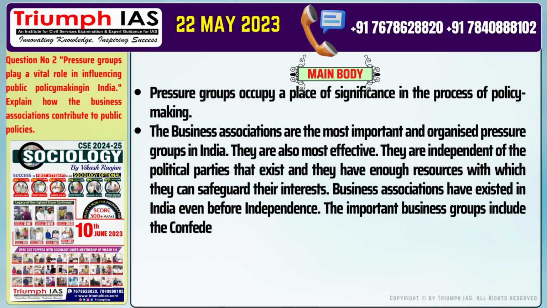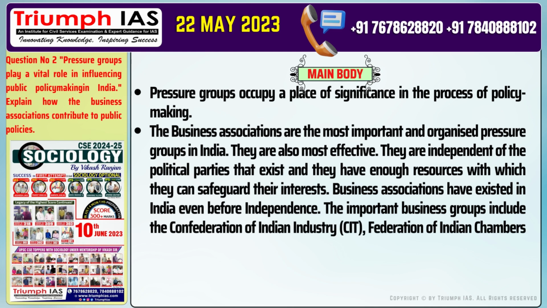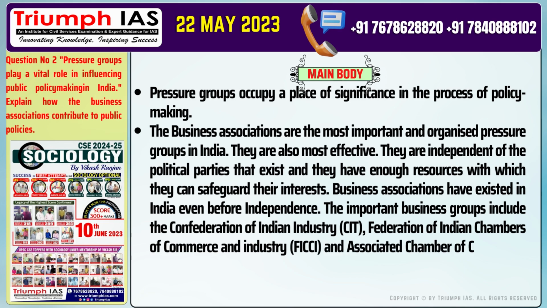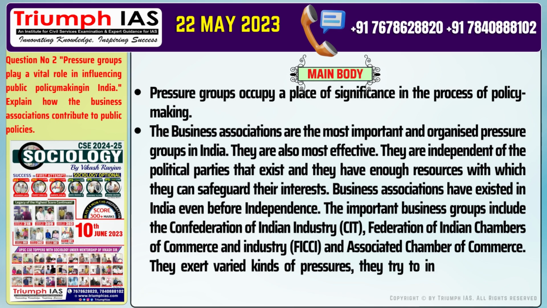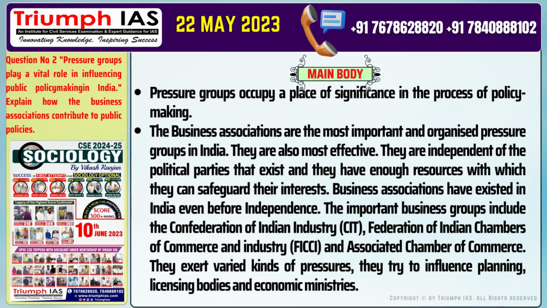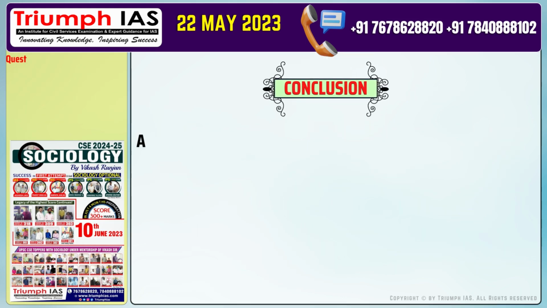The important business groups include the Confederation of Indian Industry, CII, Federation of Indian Chambers of Commerce and Industry, FICCI, and Associated Chamber of Commerce. They exert varied kinds of pressures. They try to influence planning, licensing bodies, and economic ministries.